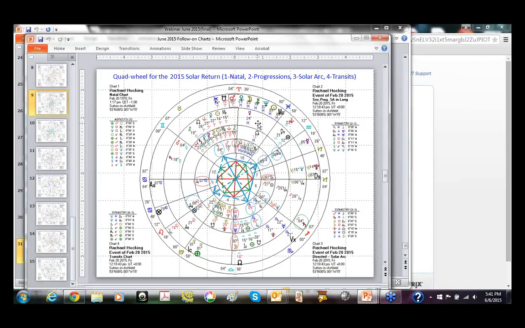Okay, any other questions before we move on to do somebody else? I know that Michael had an awful lot going on in his chart. Yeah. Let's look at Michael's, okay?